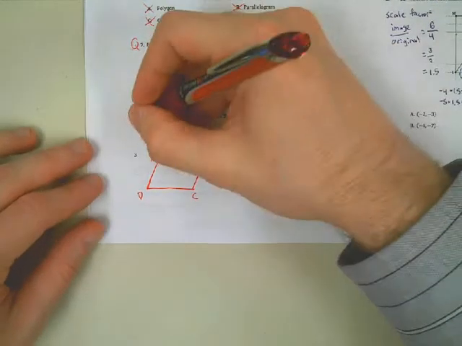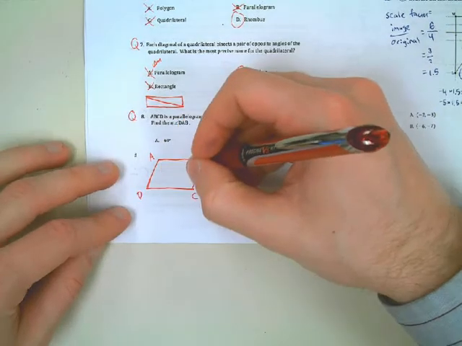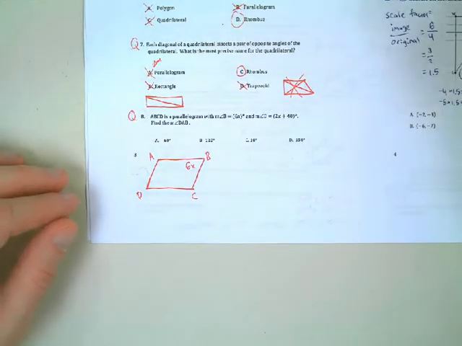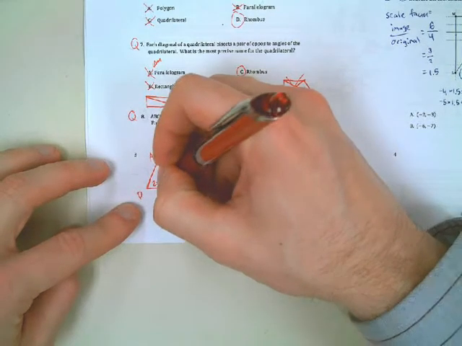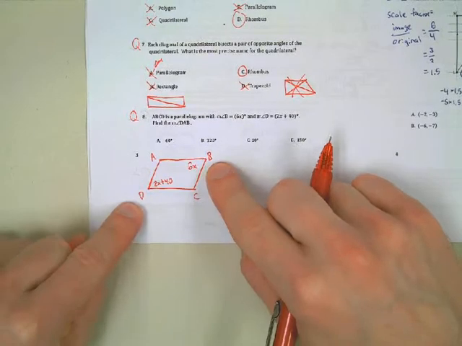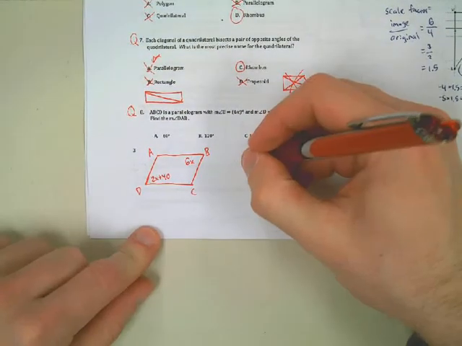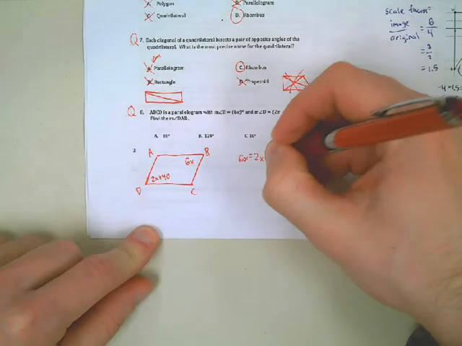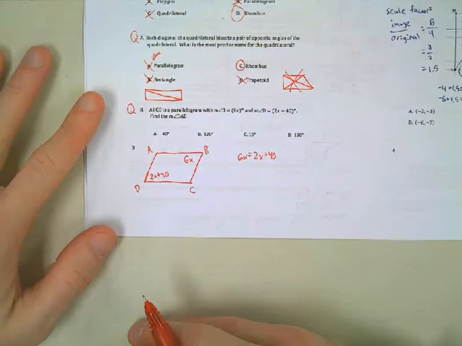So, ABCD is a parallelogram with measure of angle B equal to 6x degrees. There's my angle B right there. Measure of angle D is 2x plus 40. Okay, so how should B and D be related? They should be equal, so let's just set them equal. 6x equals 2x plus 40. And we want to solve this equation.